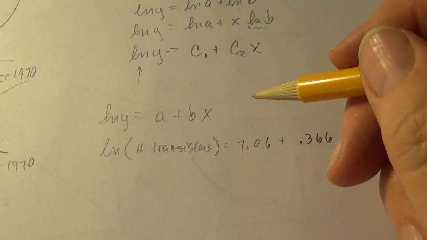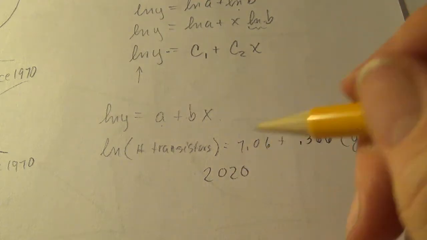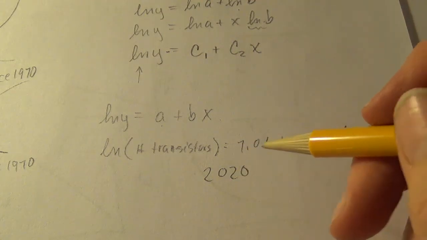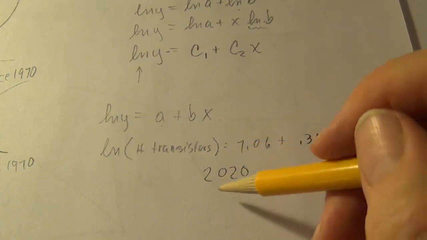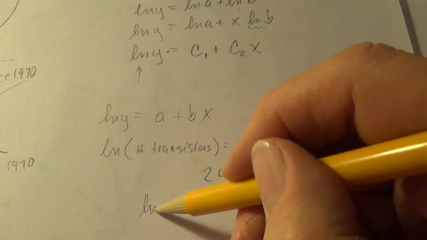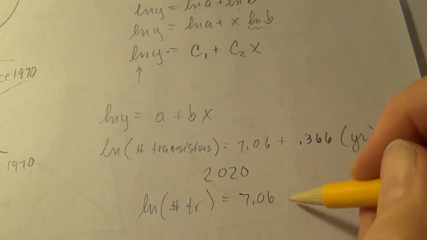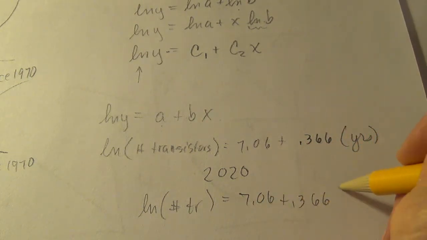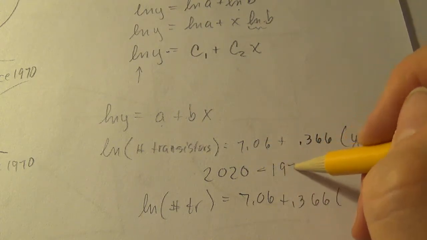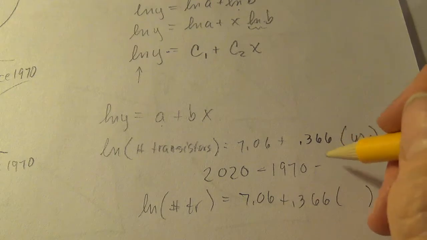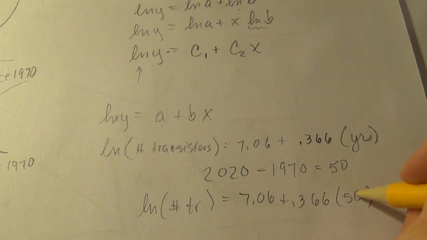So let's use the model to predict the number of transistors on a chip in 2020. So just plug in, so we have ln, number of transistors, equals 7.06 plus 0.366. And what will we put in for years? So it's going to be the years since 1970. So I have to subtract that. And what's that come out to be? It looks like 50. So I put a 50 in for years.